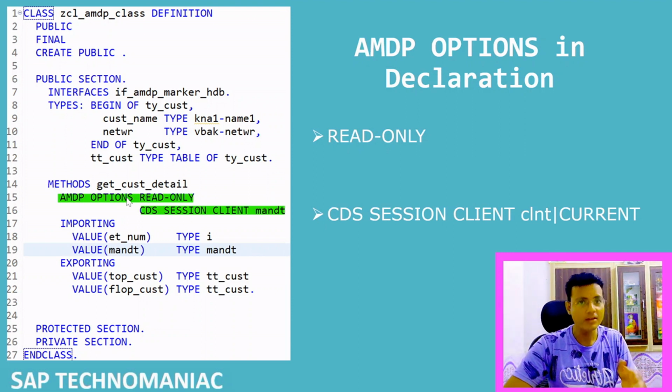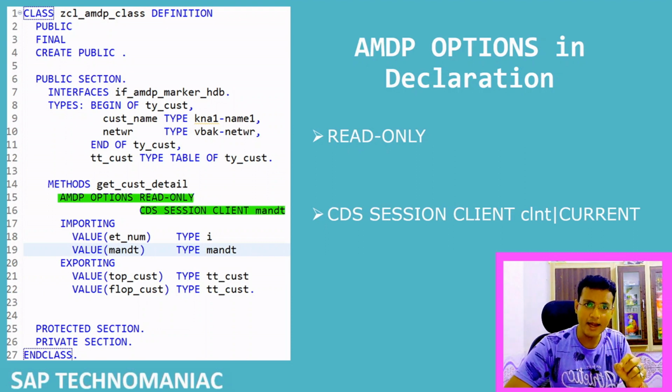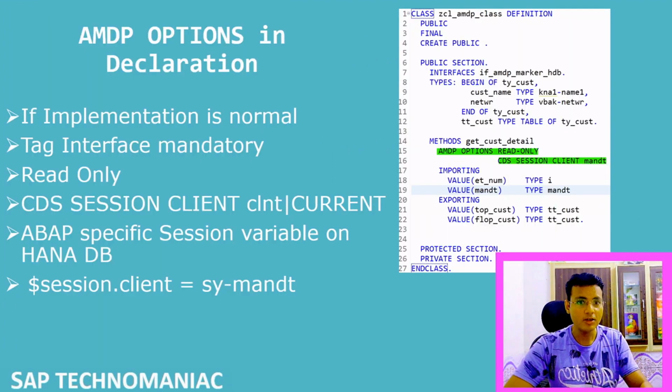We already know that whenever we define read only database procedures or functions, we can only read the data from the database. We can't write or change any data in the database. That is the first and simplest form. The second option is the CDS session client. Before discussing the CDS session client, we have to understand some global variables.